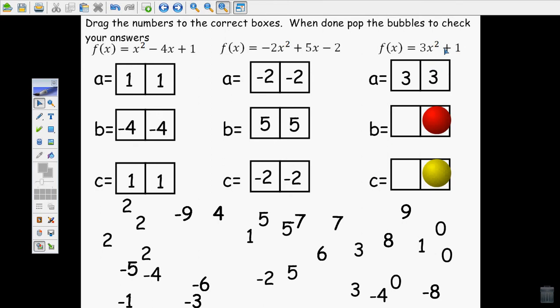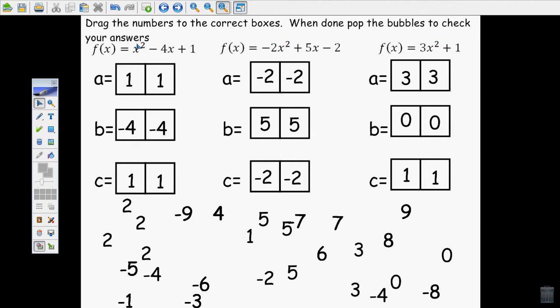Okay, now b, I don't know if you caught this, but b always has to be the number that is in front of the x. And in this one, we only have 3x squared plus 1. And so there's no x term, therefore there is no b term, therefore b is 0. And then c would be the 1. So that was a little bit tricky. Hopefully that makes sense now. For this third example, a is 3, b is 0 because there's no x term, and then there is the constant of 1.